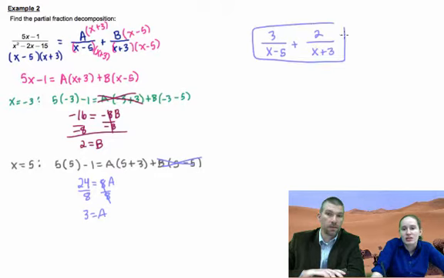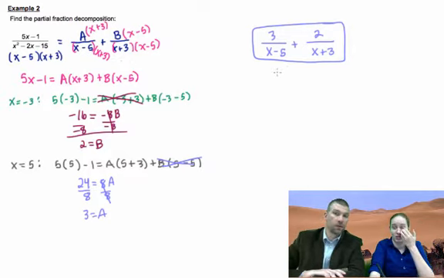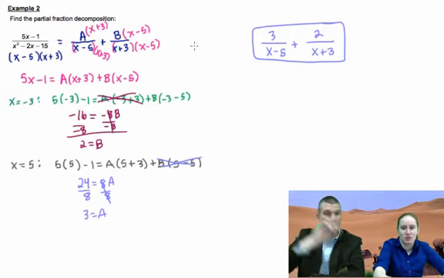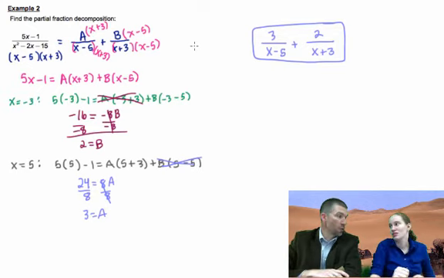And that's our answer. Now, if you had written these in the opposite order, then you just would have gotten 2 over x plus 3 plus 3 over x minus 5, which is the same thing. The 3 just needs to go over the x minus 5, the 2 over the other one. Doesn't matter the order.